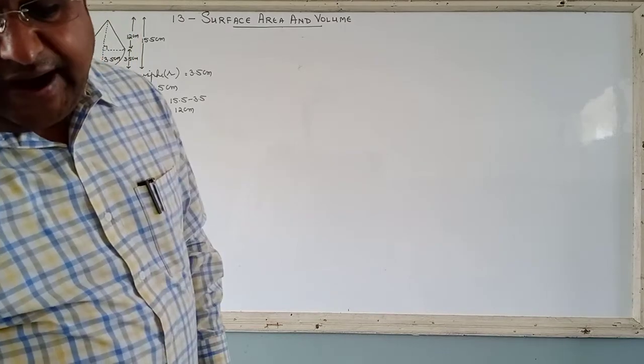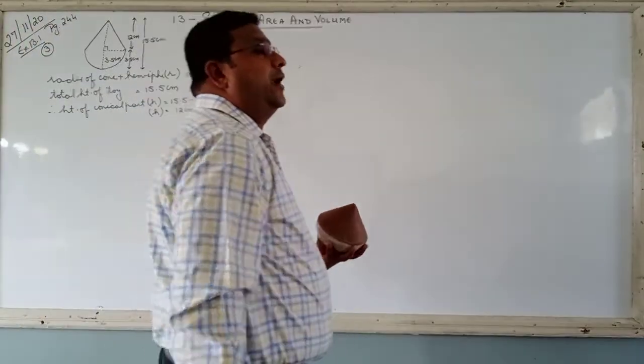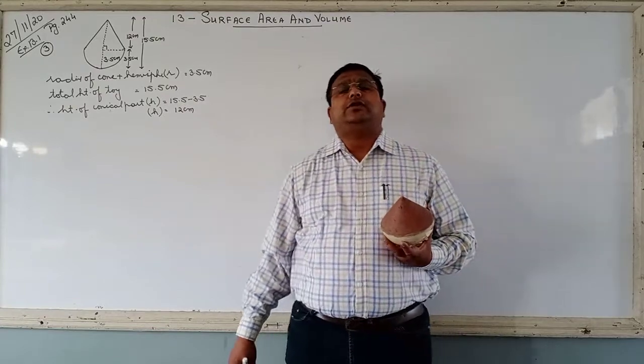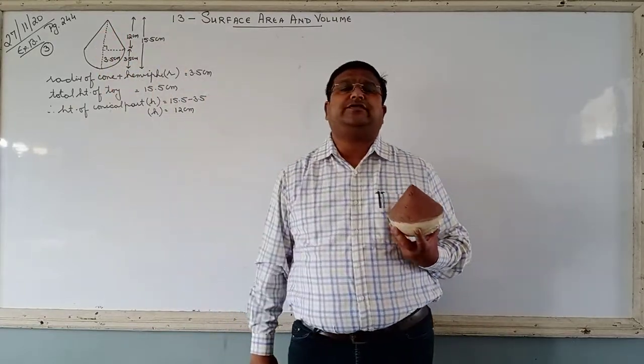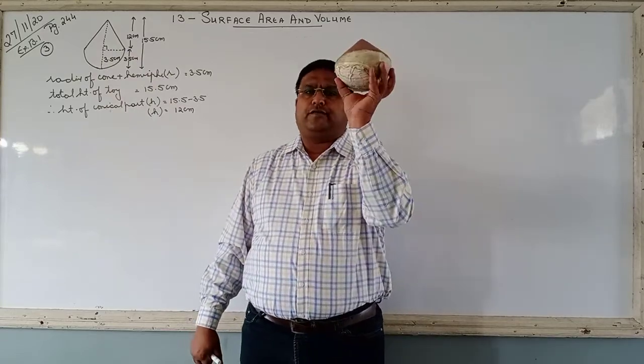Now what is the question? It says, find the total surface area of the toy. Now some students get confused. They think the total surface area of the toy means total surface area of cone plus total surface area of hemisphere. No. Here is a toy in front of you.